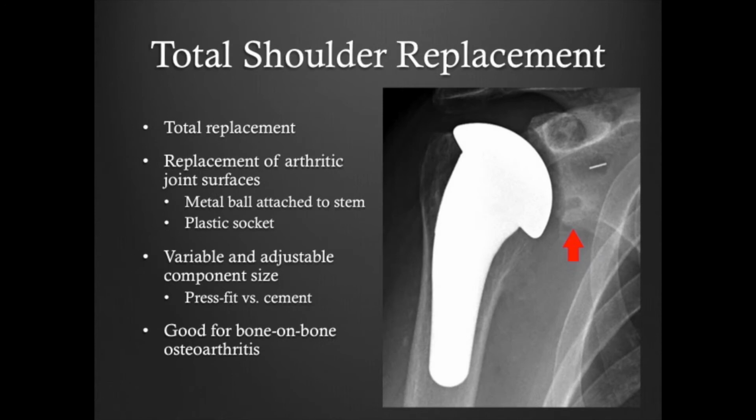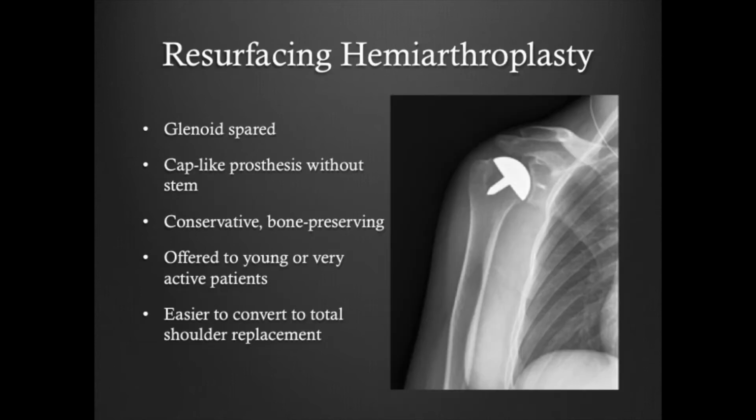Total shoulder replacement resurfaces both the humeral head as well as the glenoid. Like a hip replacement, it replaces the ball and the socket. The sizes are variable and they are matched to the patient's specific anatomy. These are typically press fit so that we do not need to use cement. This is a safe, reliable, and reproducible treatment that results in good pain relief and restoration of function. However, it should be noted that in order for this prosthesis to function effectively, a patient needs to have an intact rotator cuff.